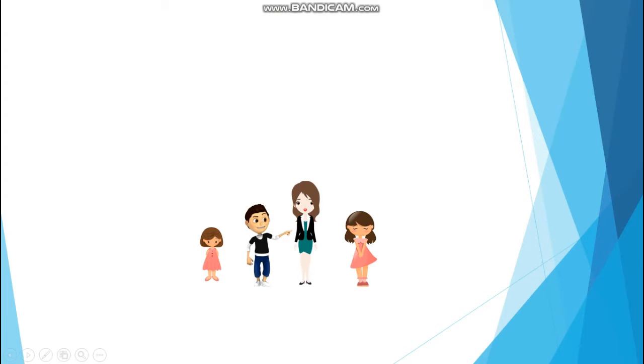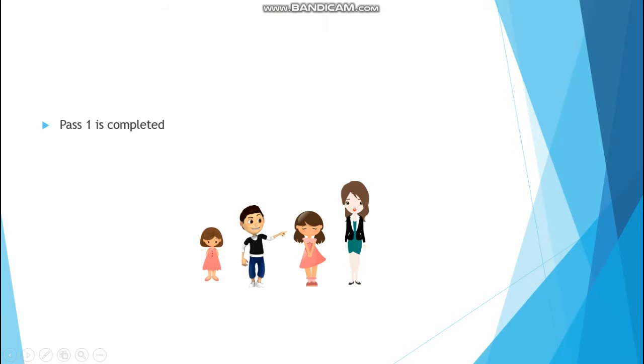Okay, so now we will compare the students at positions third and fourth, and here we can clearly see that the height of the student at position fourth is smaller than the height of the student at position third. So we will swap their positions. Now pass 1 is completed. That means we have gone through each and every student of the row once, and this is the result which we have got.